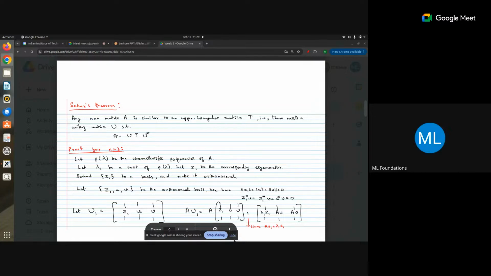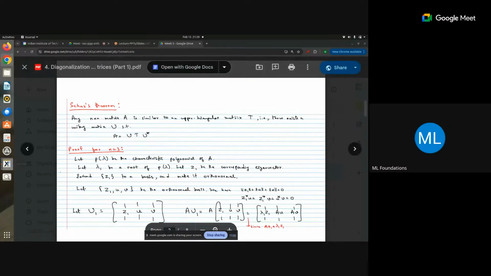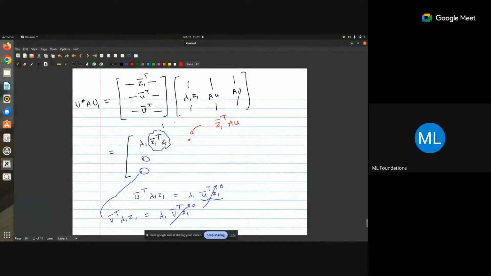So I hope it's clear until now. So this part will be equal to 0? No, right? Which Z1 are we getting? Z1, this element will be first row, second column. But why is it not 0? It's not equal to 0, because Z1 and U are not orthogonal.